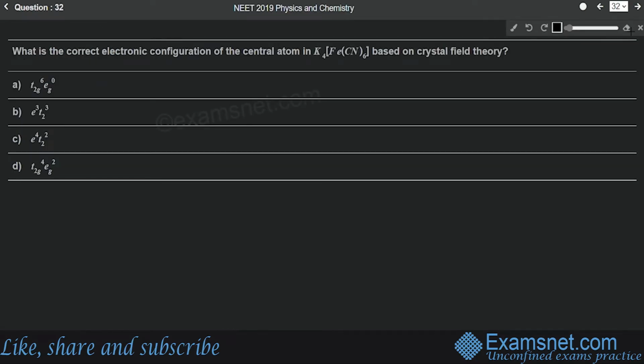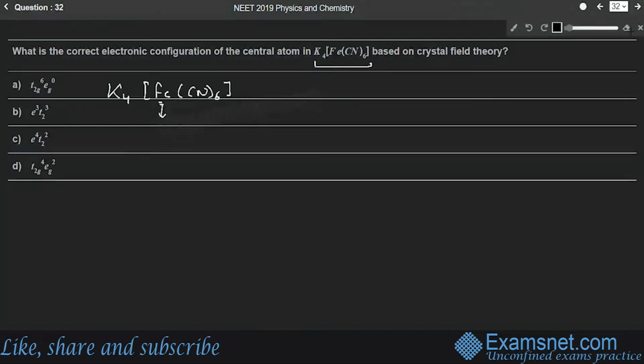Question number 32 is from the chapter coordination compounds, and the question is: what is the correct electronic configuration of the central atom in potassium ferrocyanide based on crystal field theory? Okay, so we have K4[Fe(CN)6]. Now let's find out the oxidation state of iron first.